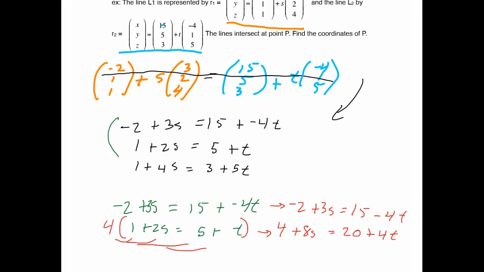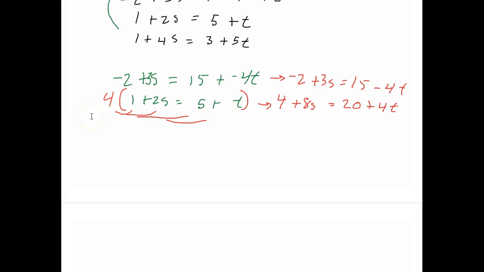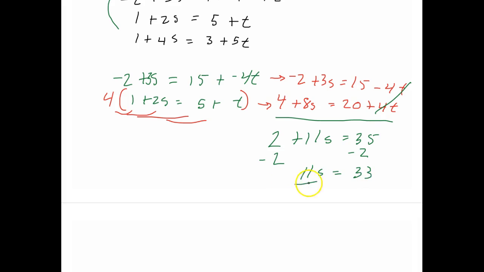And we're going to add these up. It's like solving normal two equations, two unknowns. Add down: negative 2 plus 4 is 2, 3s plus 8s is 11s, 5 plus 20 is 35, and then these cancel out. So then I'm going to solve for s, subtract 2 from both sides. 11s equals 33, so divide by 11, s equals 3. So s equals 3.